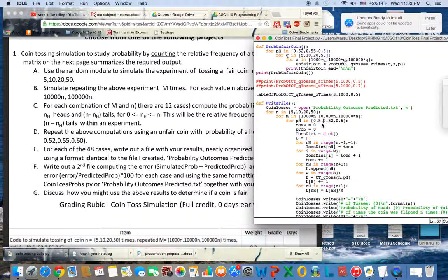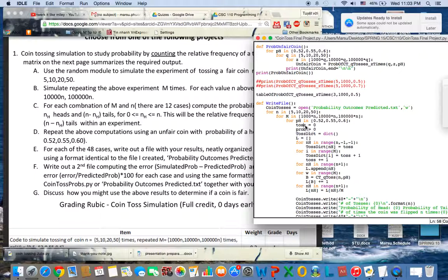Oh, hold on. So it should be 0.52 here. Why did I mess it up? Okay. So first, I want to write this to the file. So we do the accumulate and add it to the dictionary.